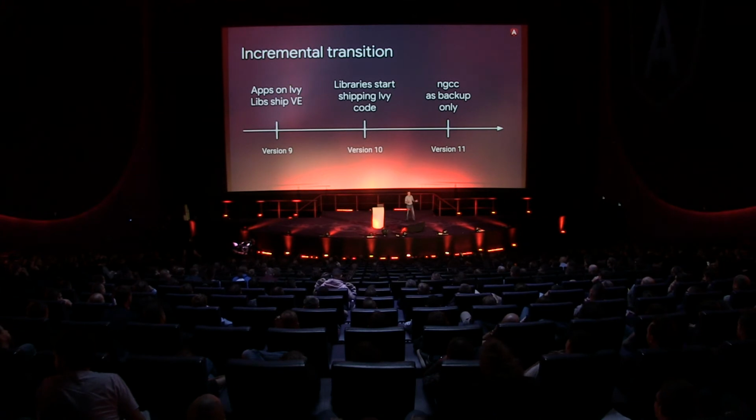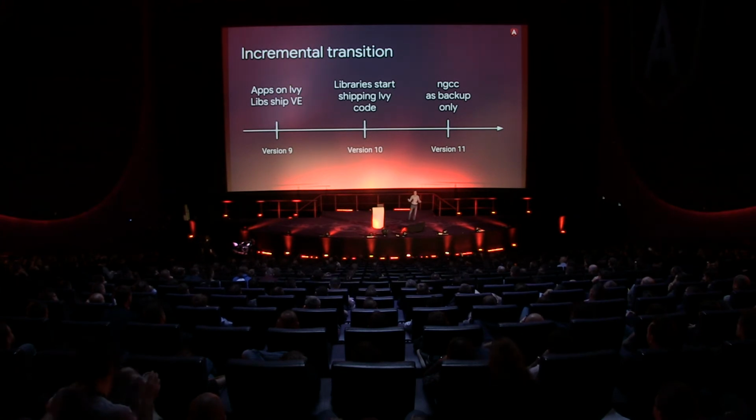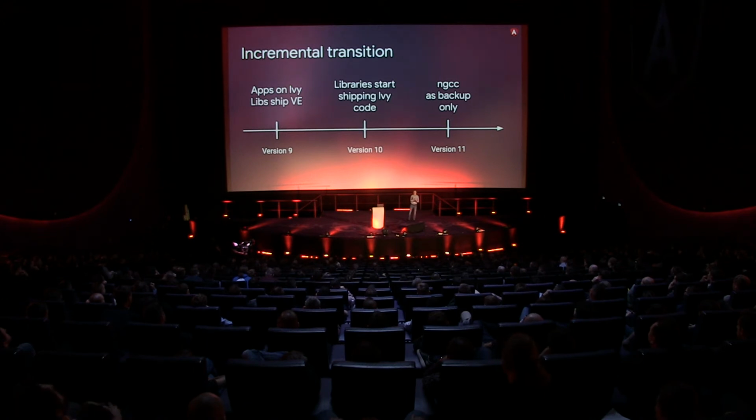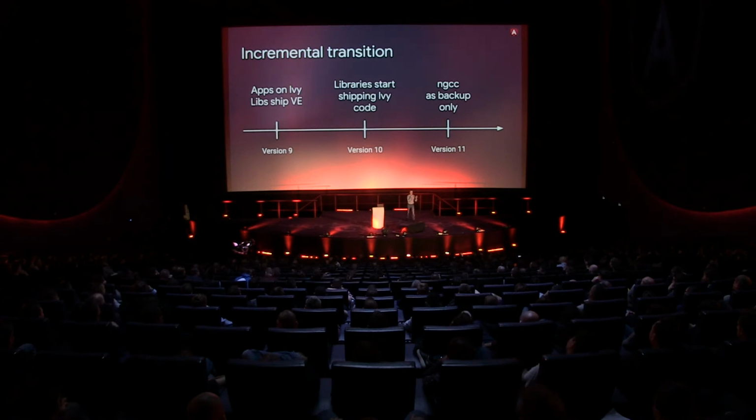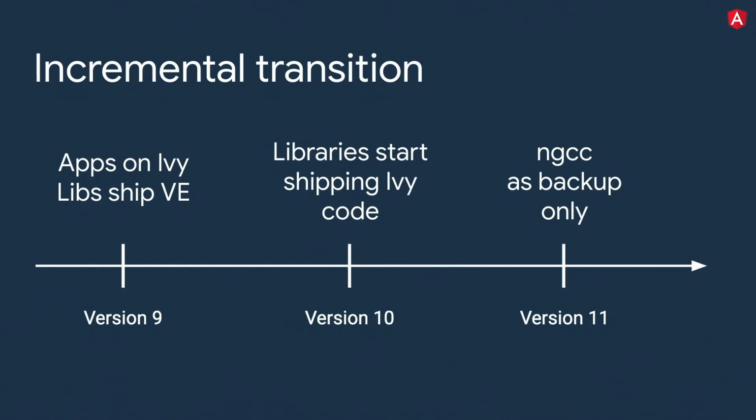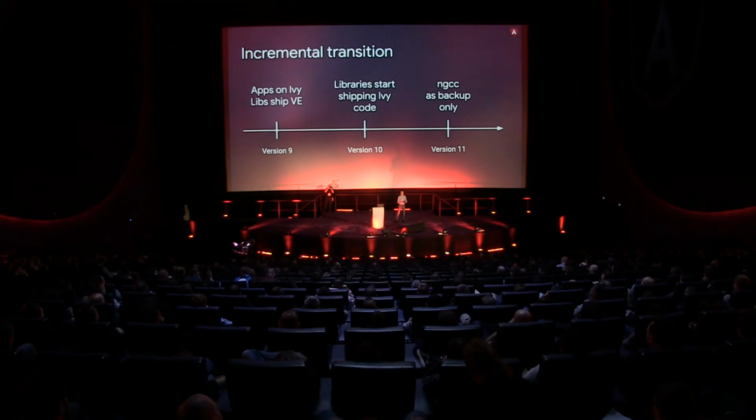So our plan for incremental adoption of ngcc and transition from View Engine libraries to Ivy in the next year and a half is first to encourage everyone to switch to Ivy in version 9 and continue shipping their libraries as View Engine code on NPM. Right after that, in version 10, once we finalize the instruction set of Ivy, we're going to start encouraging you to publish Ivy source code on NPM. And eventually, we're going to use ngcc only as a backup for libraries of others who we weren't able to track down and migrate to Ivy completely.